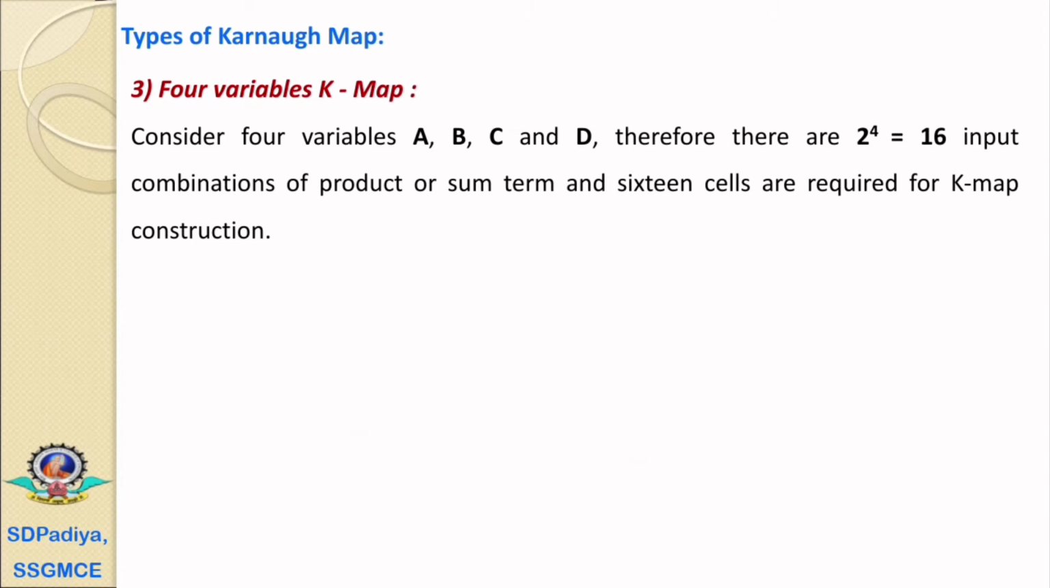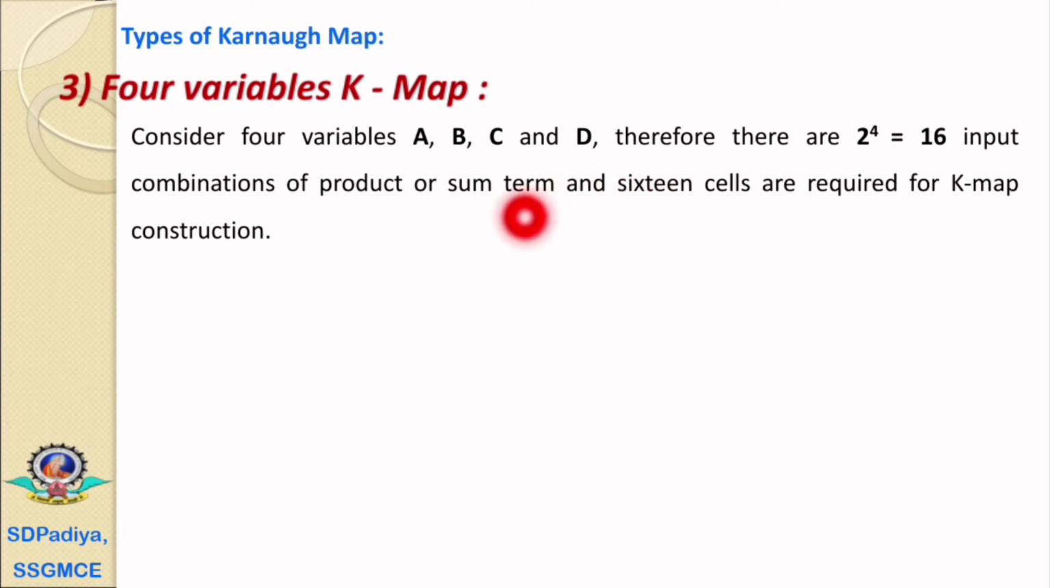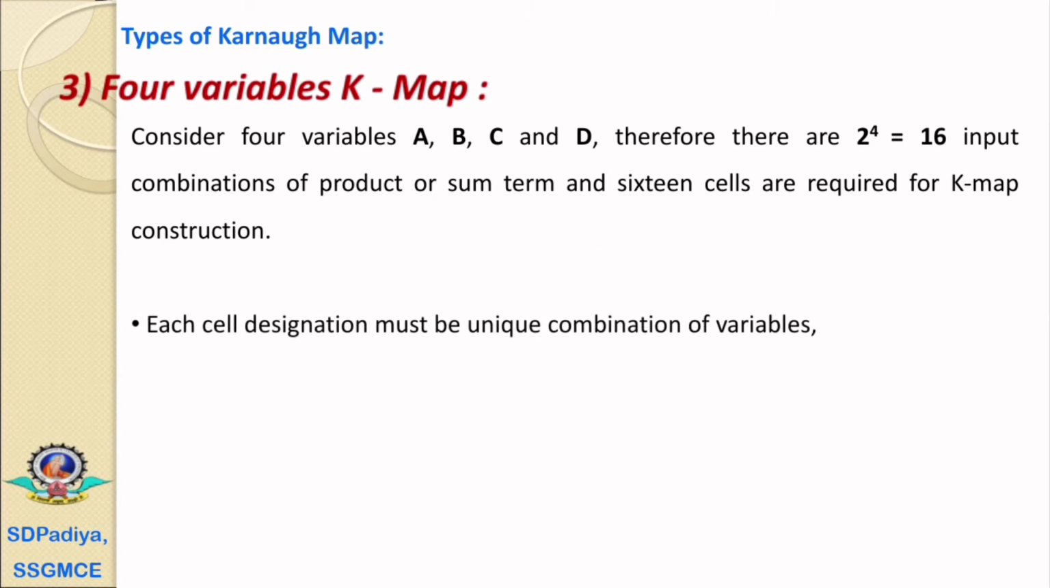Now the next type is the 4 variables K-map. If we have any expression with the 4 variables A, B, C, D, then there will be 16 different input combinations of the product or the sum term. Therefore we require a K-map of 16 cells. Now again, if we are to construct the K-map of the 16 cells, it must follow these 3 conditions.